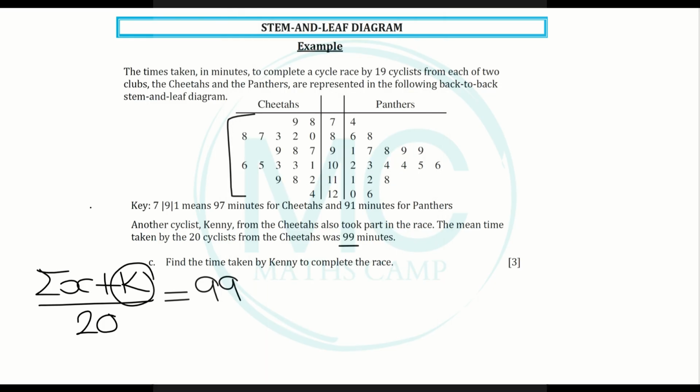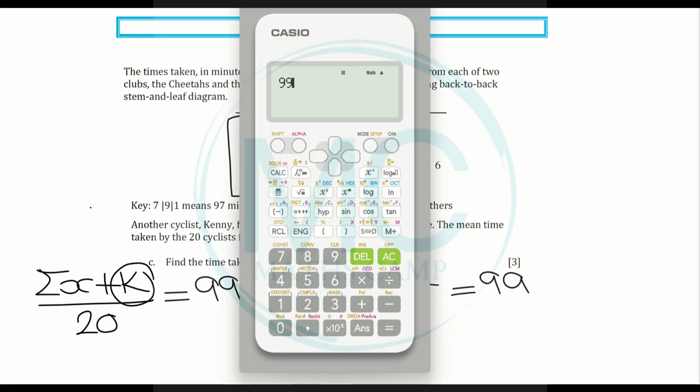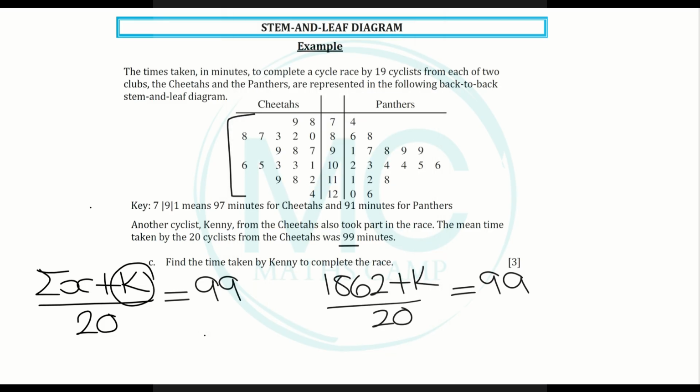1,862. So now I can see that 1,862 plus Kenny's score over 20 will give me a mean of 99. Let's multiply both sides by 20. 99 multiplied by 20 is equal to 1,980.